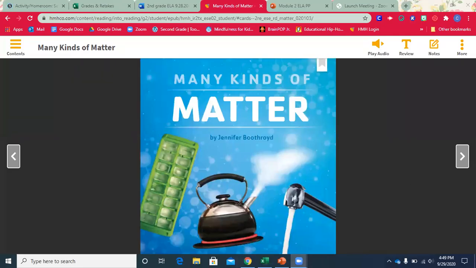Hello again, second grade. Instead of having the computer read the book, I'm going to read this one to you so that we can work on our inferencing skills. The title of this book is called Many Kinds of Matter. It was written by Jennifer Boothroyd.